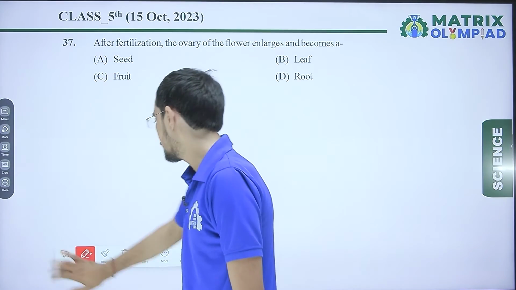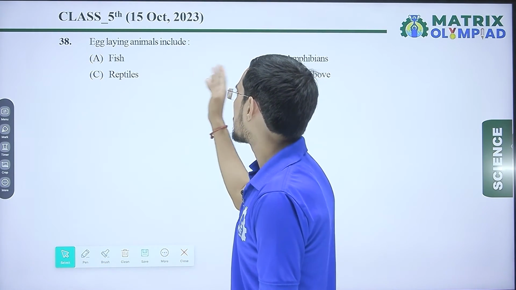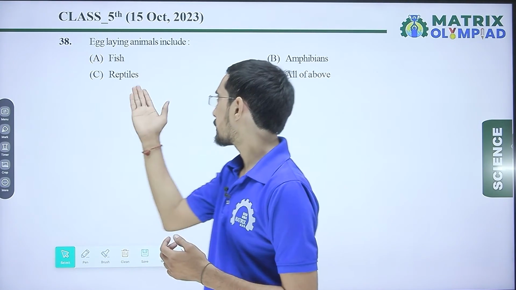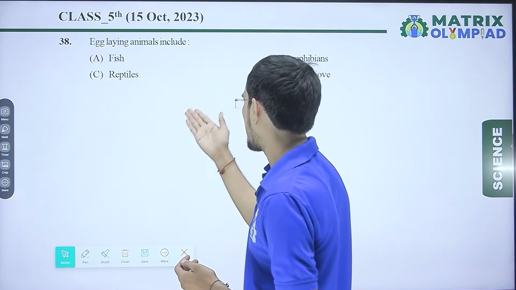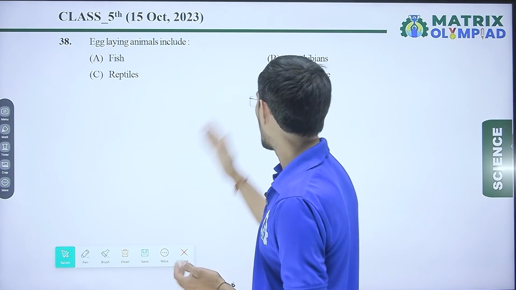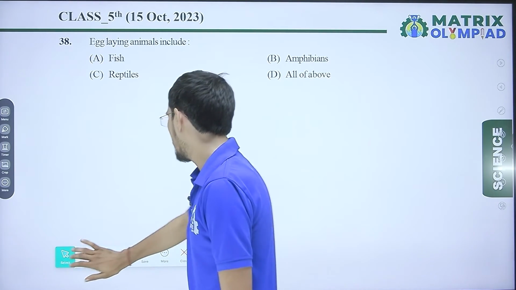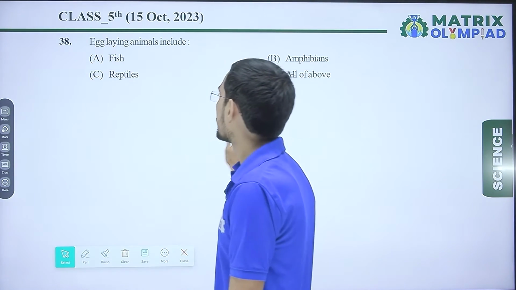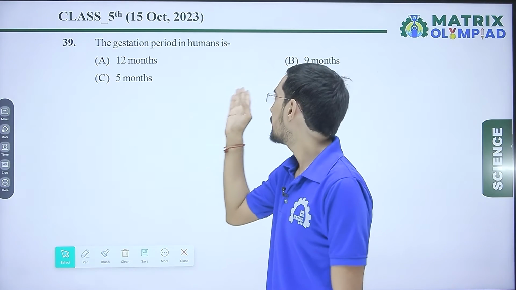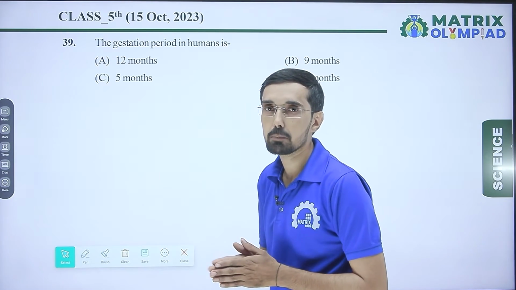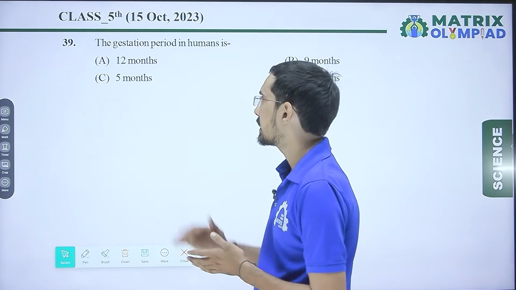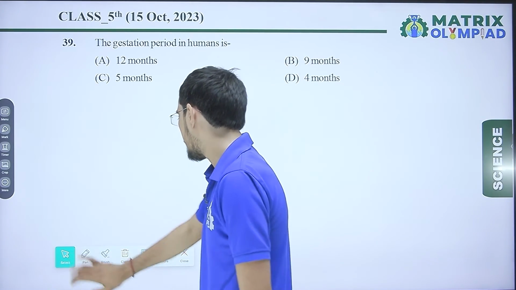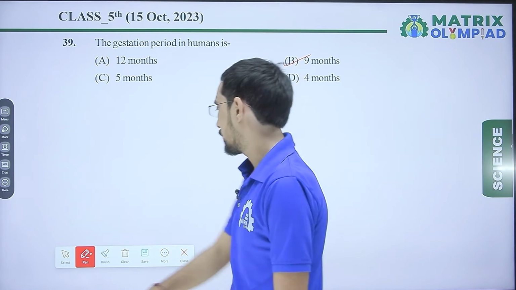Now next question. Egg laying animals include. Egg laying animals are those animals which are oviparous, and the correct option will be fish, amphibians, reptiles. All are oviparous animals. Option D will be. Now our correct answer will be option D. Now next question is, the gestation period in humans is. Gestation period is the time period of pregnancy. In case of humans, it is 9 months. It is 9 months, and option B will be our correct answer. Now next question.